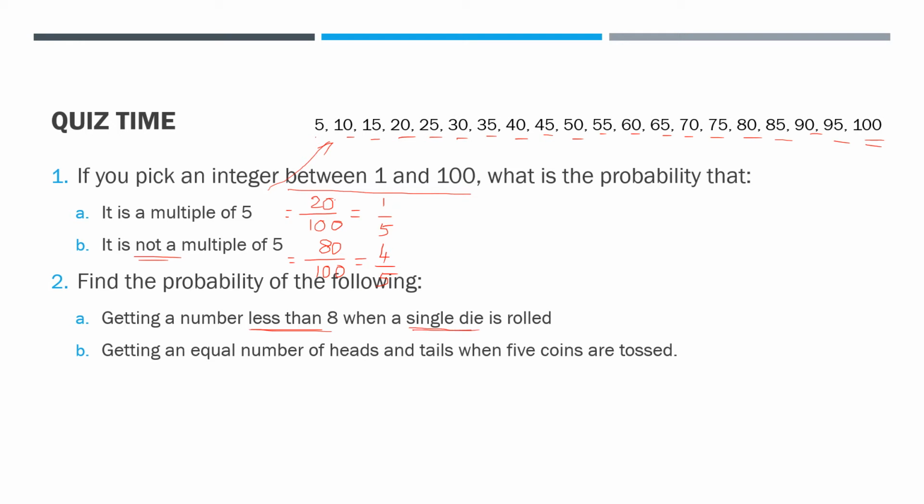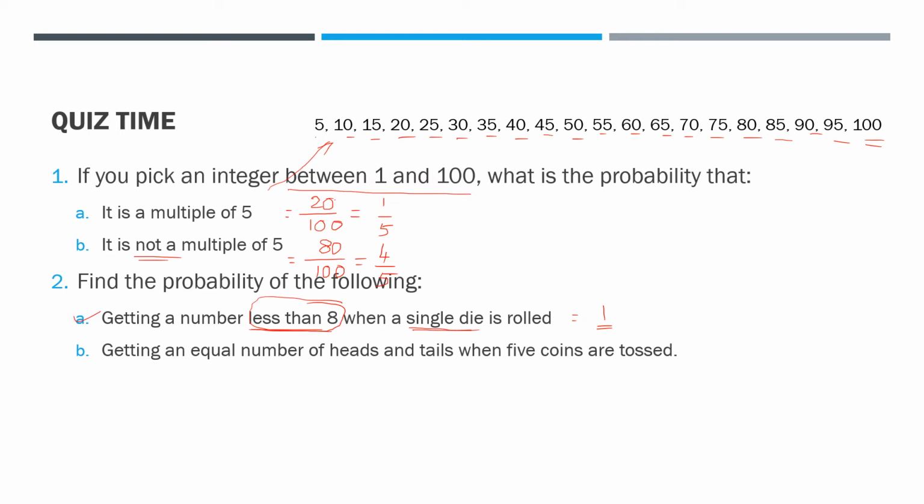So when you roll it, you will get either 1, 2, 3, 4, 5 or 6. So getting a number less than 8, all those numbers are less than 8. So the probability is actually 100% chance. That is probability of 1. Such events are also called certain events. Okay, so we got this.